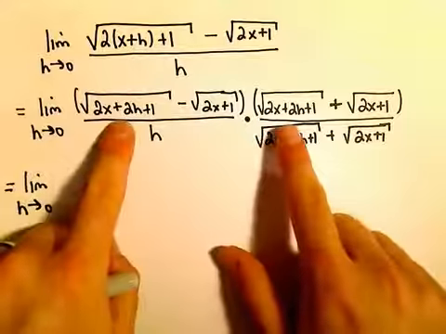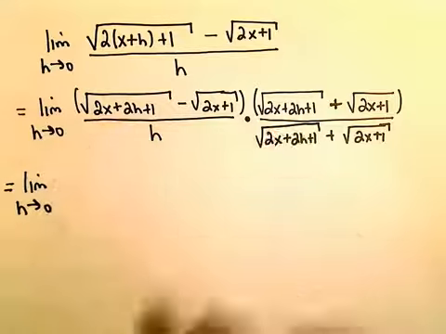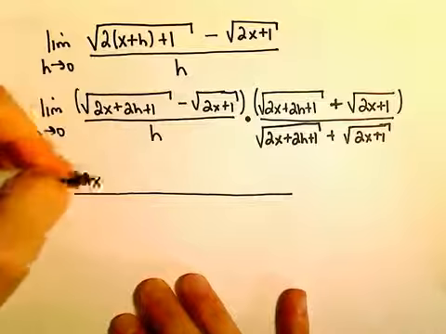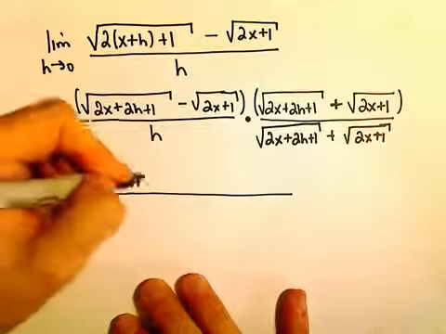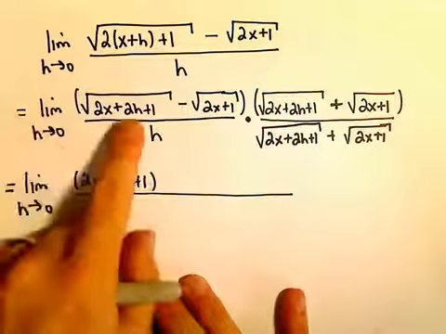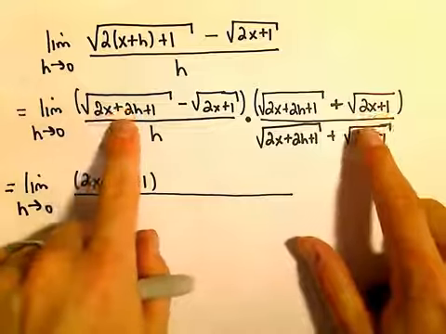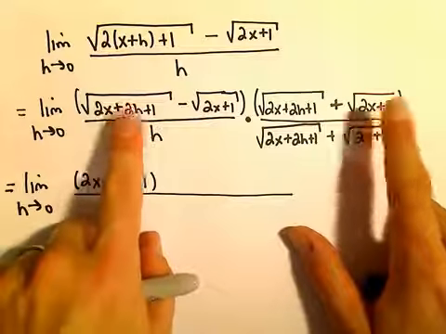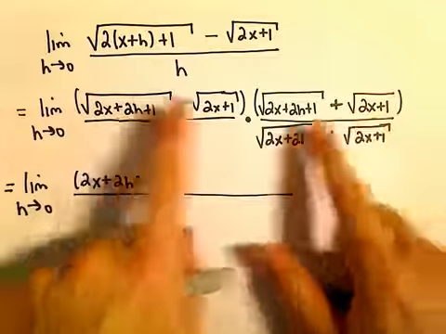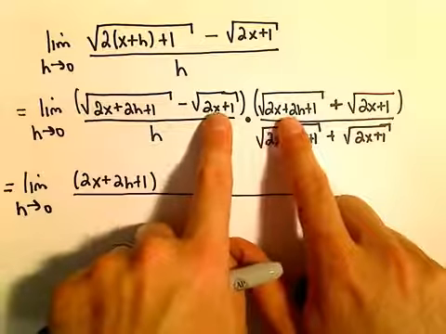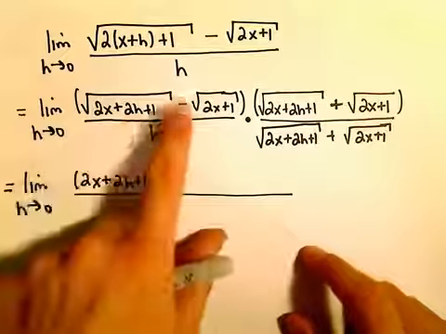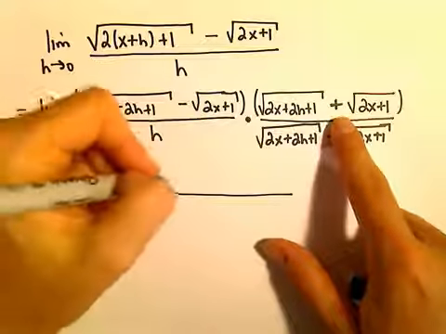Well, the square root of 2x plus 2h plus 1 times the square root of 2x plus 2h plus 1, that's just going to give us the quantity 2x plus 2h plus 1. When we multiply the stuff on the outside, the square root of 2x plus 2h plus 1 times the square root of 2x plus 1, we'll get the positive of that. But notice when we multiply on the inside, we get the exact same thing, but we're going to get a negative. So those just cancel out.